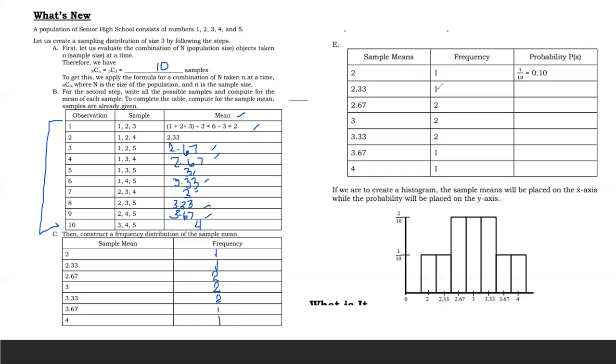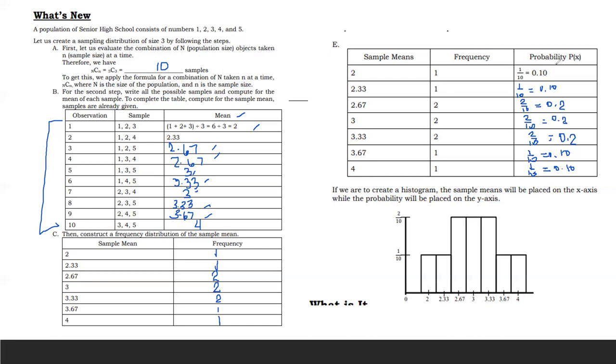Then ito nga yun, 1, 1, 2, 2, 2, 1, 1. Then this will be our probability. Kasi 10 sila, this is 1 out of 10 or 0.10. This is 1 out of 10 or 0.10 also. Then this will be 2 out of 10 or 0.20. This will be 2 out of 10 also, 0.20. Then this is 2 out of 10 also, 0.20. Then this is 1 out of 10, this is 0.10. Then this is 1 out of 10, this is 0.10. Then nakuha na natin yung probability distribution niya.